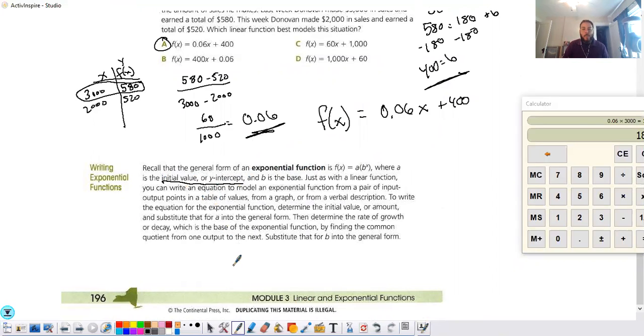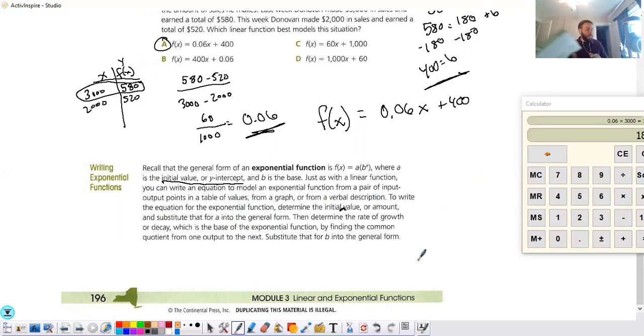To write the equation for the exponential function, determine the initial value, which is our a, or the amount, and substitute that for a in the general formula. Then determine the rate of growth or decay, which is the base of the exponential function, by finding the common quotient from one output to the next. Substitute that for b in the general form, and then you have your equation.